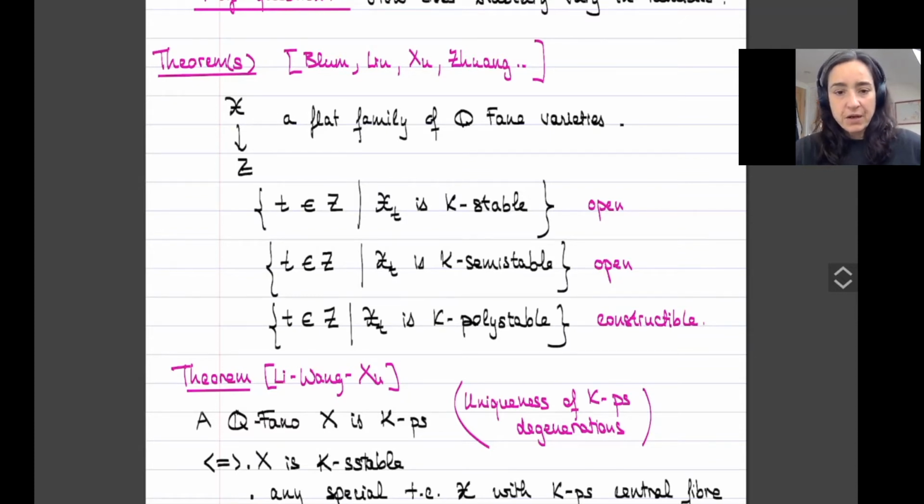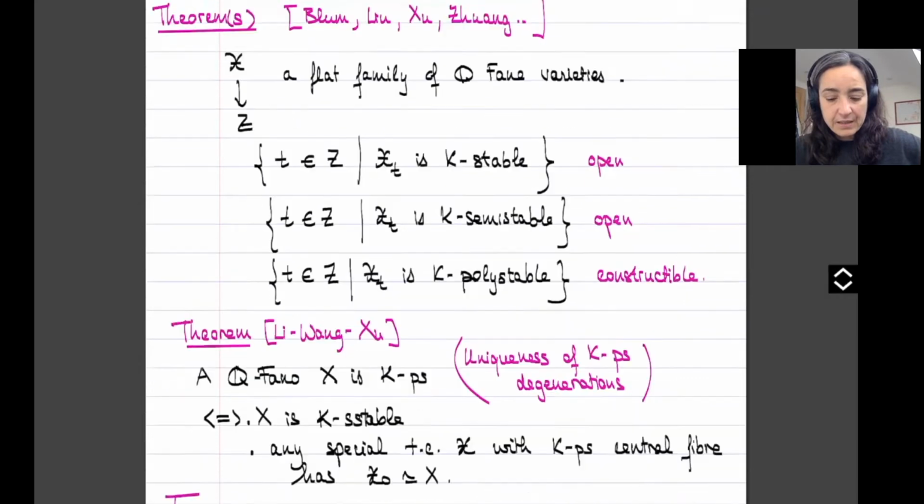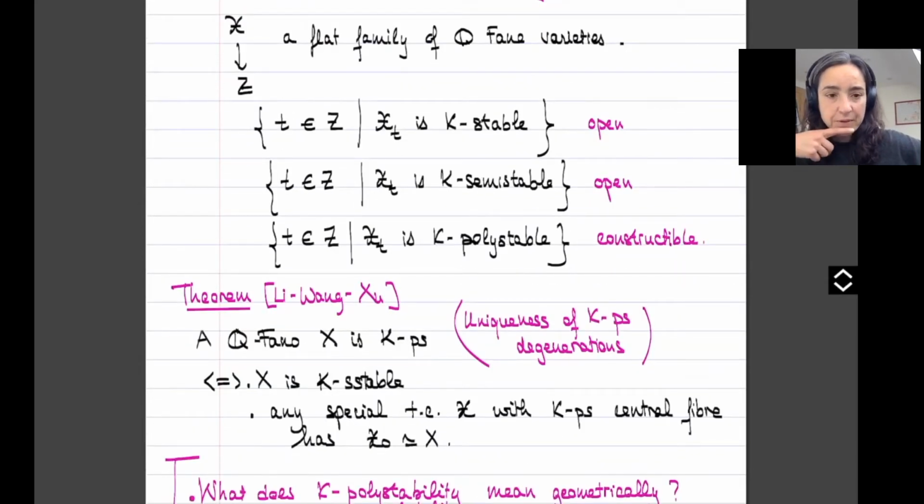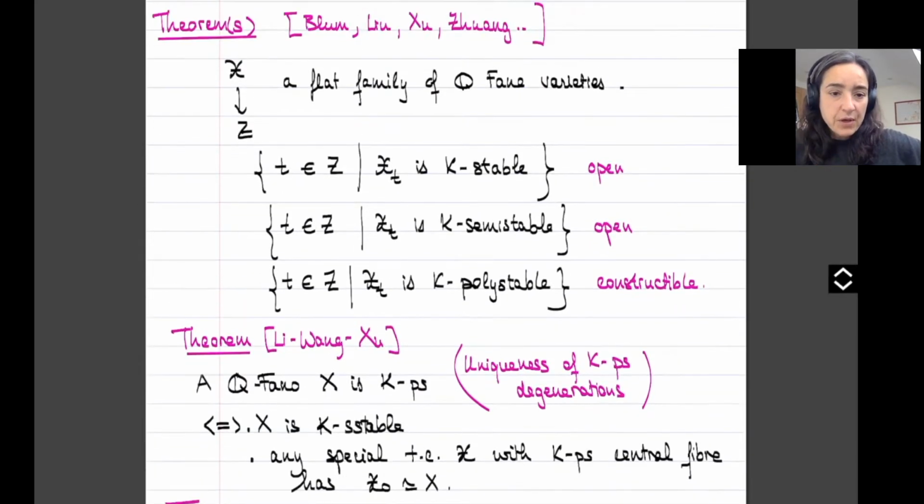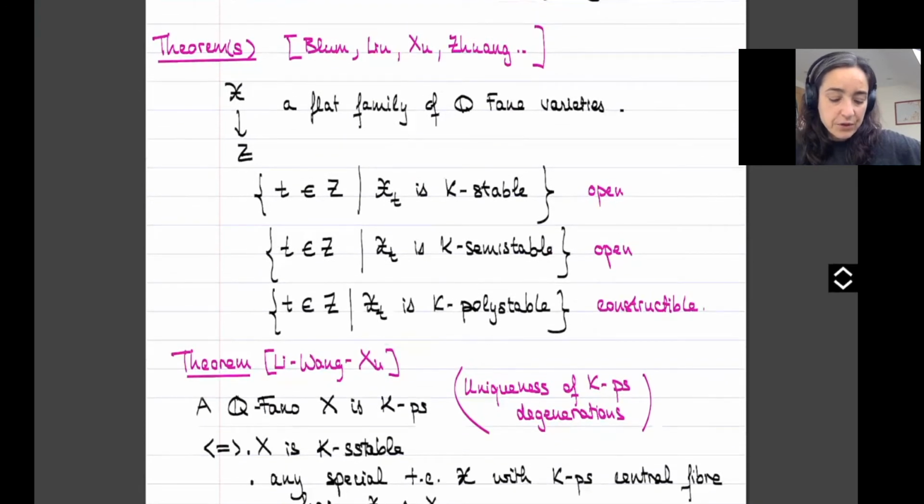Another important result is the uniqueness of K-polystable degeneration. If you have a Q-Fano X which is K-polystable, this is equivalent to saying that X is K-semistable, and that any degeneration with K-polystable central fiber of X has actually central fiber isomorphic to the variety you started with.